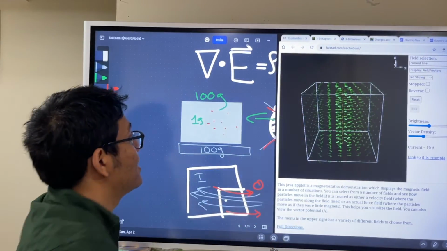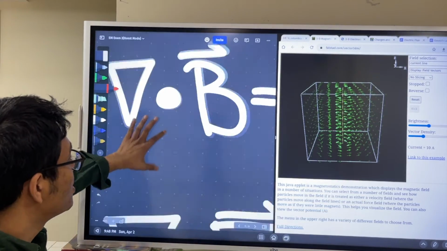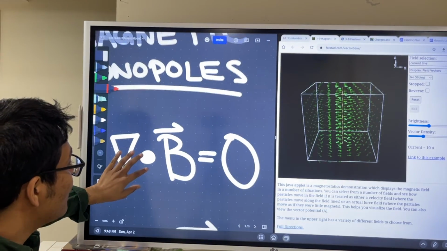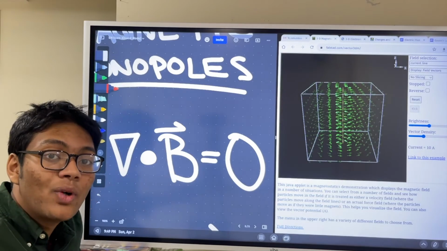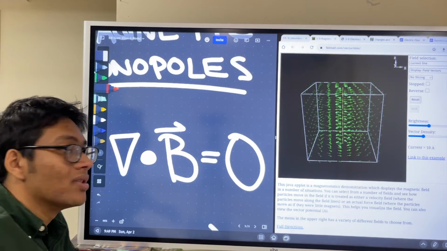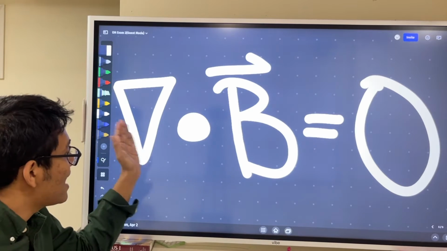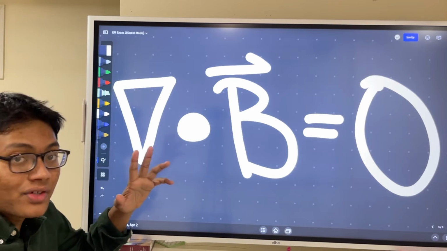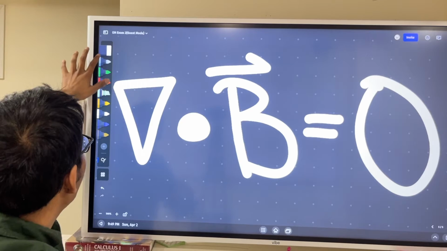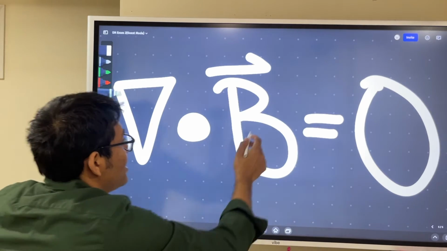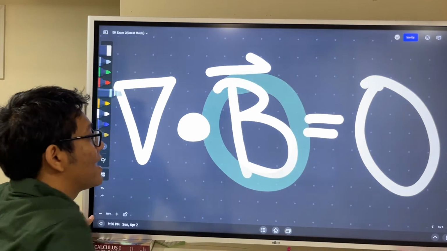Take a look at Maxwell's second equation. The divergence of the magnetic field is 0. Let's break down what each one of these symbols means. All right, folks, so let's break down this equation. What does every symbol here represent? First, let's start with B. What is B? B is the symbol we use for the magnetic field.